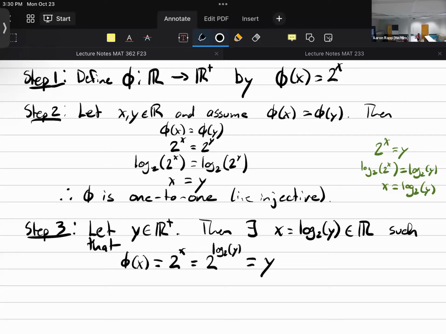So any output that you might want to choose, can I find an input that will map to it? Yeah. So therefore, this function is onto. Or if you want to use surjective, you can use surjective. And now what's the last thing we do?